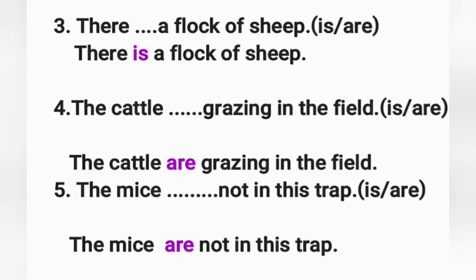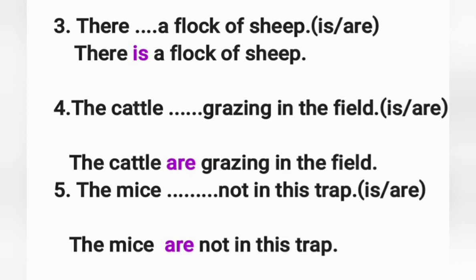Number 4, the cattle dash grazing in the field. And options are is, are. As you all know, cattle always count in plural. So we will write here are. So the answer is the cattle are grazing in the field.